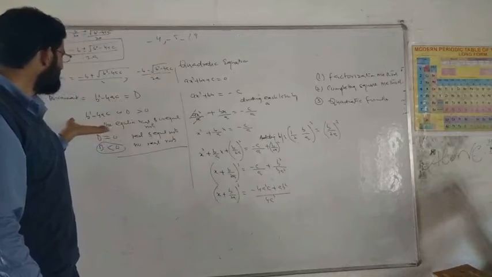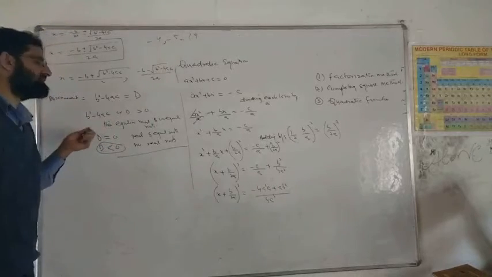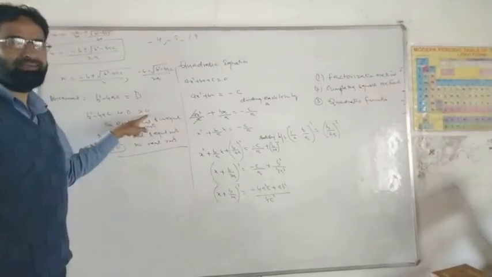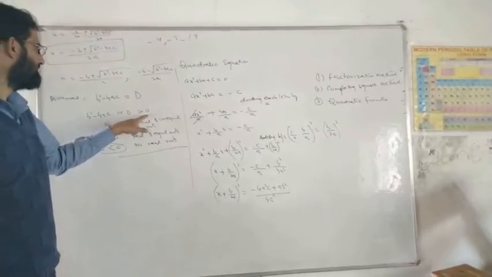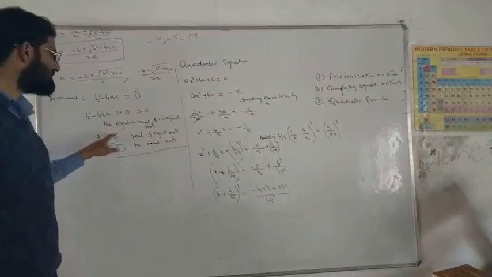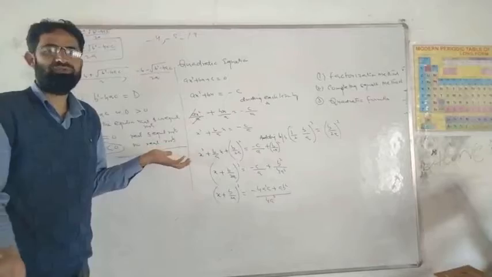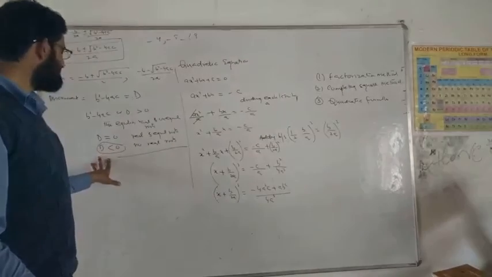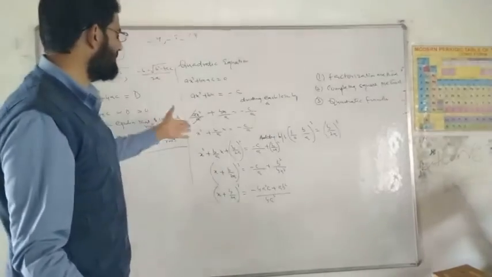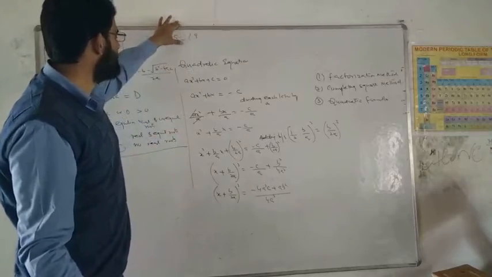So there are only two situations when an equation has real roots. First is D greater than 0, a plus sign obviously, then the equation has real and unequal roots. If D is equal to 0, then real and equal roots, same roots. But if D is less than 0, then there are no real roots. So this is how it goes. I will explain it further.